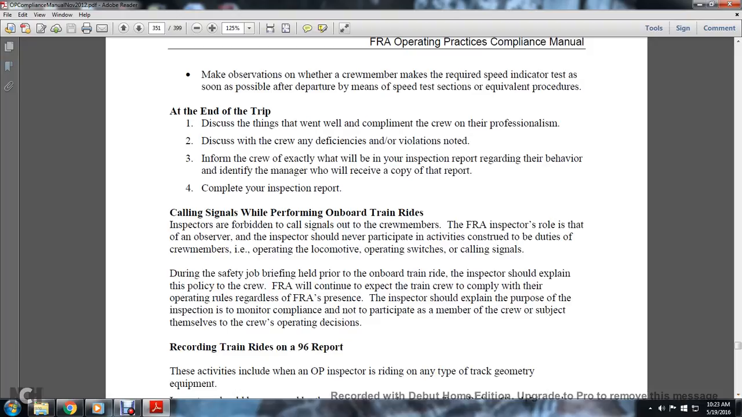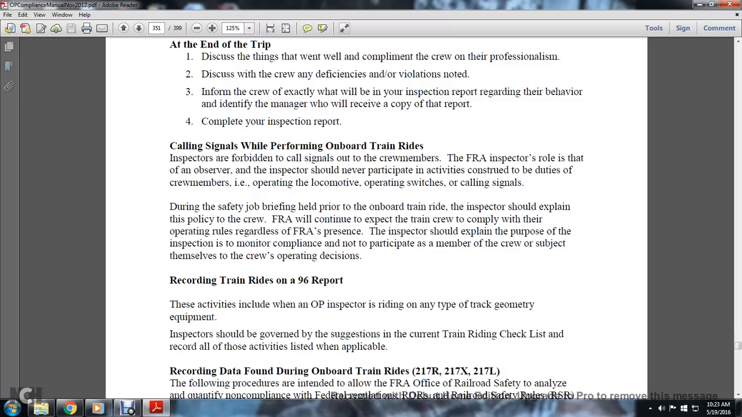Calling signals when performing onboard train rides. Inspectors are forbidden to call signals for the crew members. The FRA inspector's role is to observe. The inspector should never participate in these activities, which could be construed as performing the duties of the crew member operating the locomotive, operating switches, or calling signals.